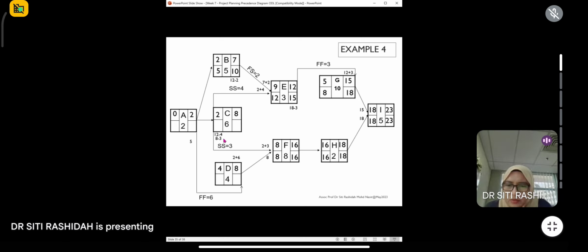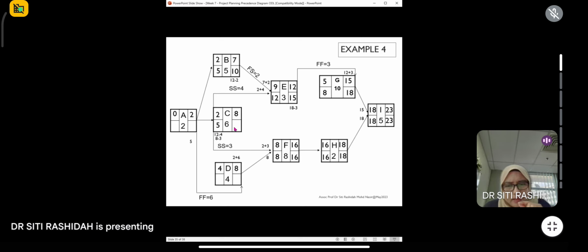So, sekarang ni you ada dua option. 12 tolak 4 atau 8 tolak 3. Mana satu? Ingat, this is backward pass. Yes, backward pass you have to take the smaller number. Smaller number adalah 8 tolak 3, 5.